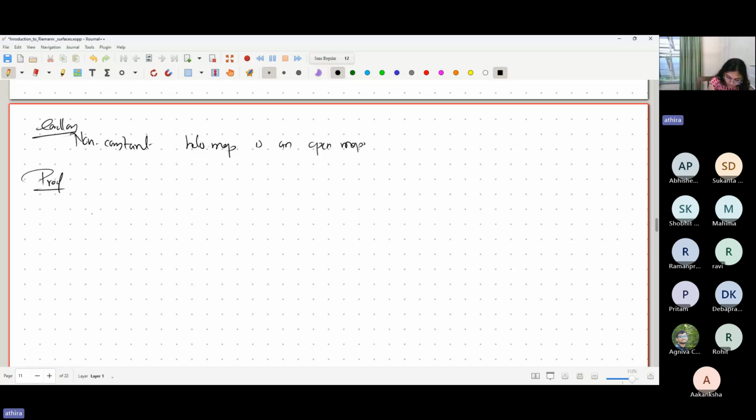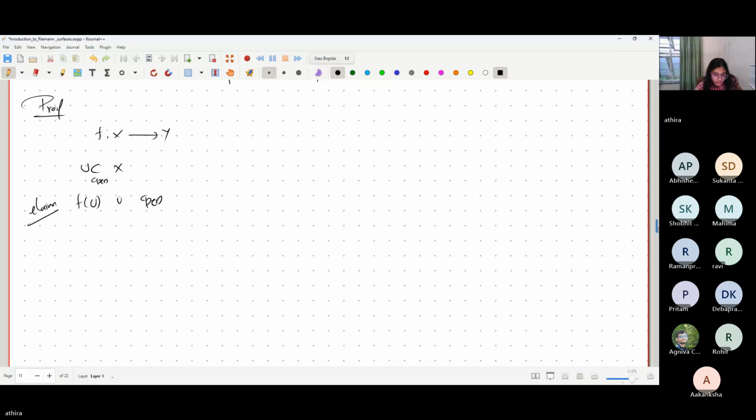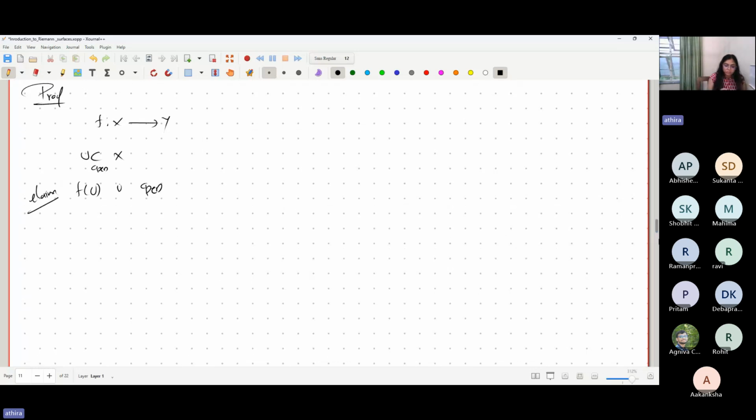Suppose f from X to Y is a holomorphic map and U is an open subset of X. Our aim is to show that f of U is open. This is our claim. Here I will prove it with a chart. I am assuming that U is a chart. The remaining case we can prove using the same technique.